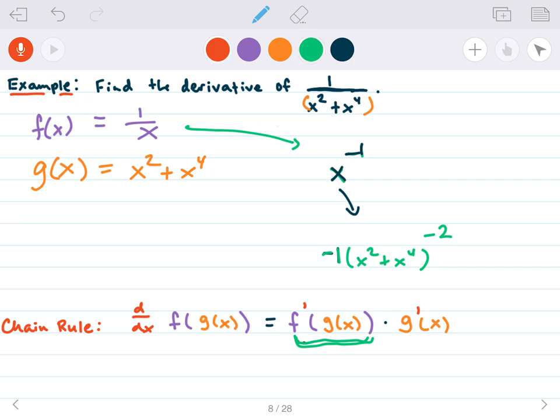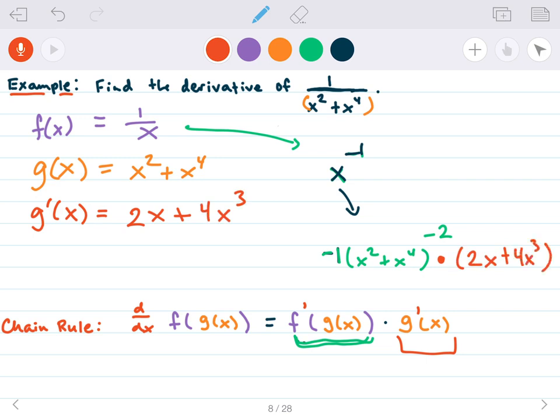Now I'm going to do the second part. The second part is easy. It just says multiply by the derivative of g of x. And the derivative of g of x, if I use the power rule twice, I just get 2x plus 4x to the third. And that's my answer. That is my answer right there.